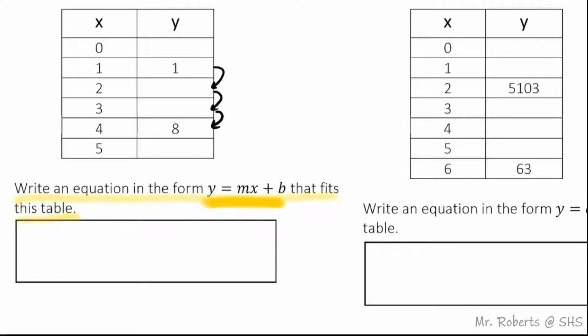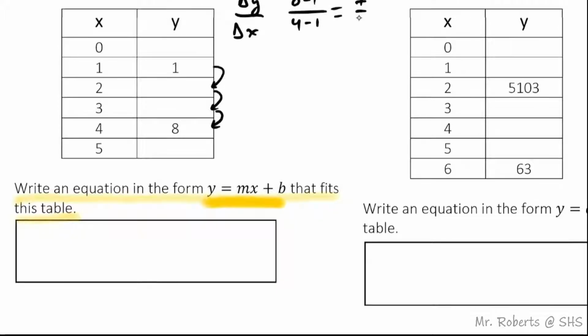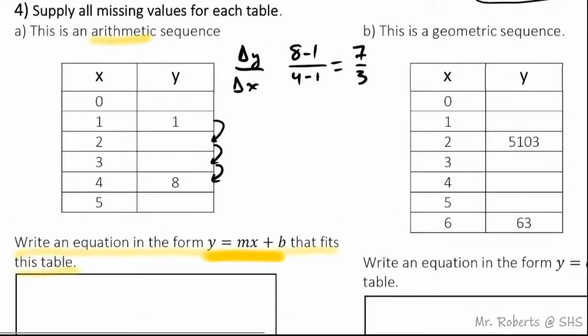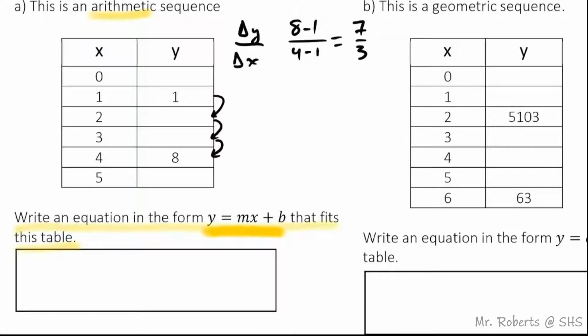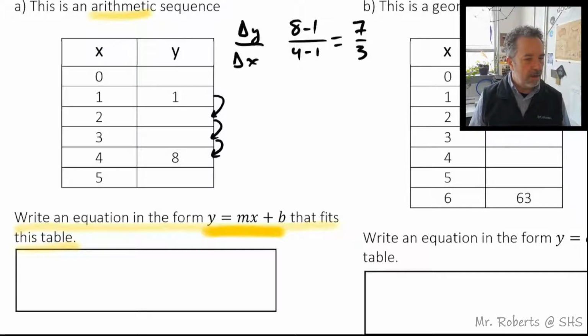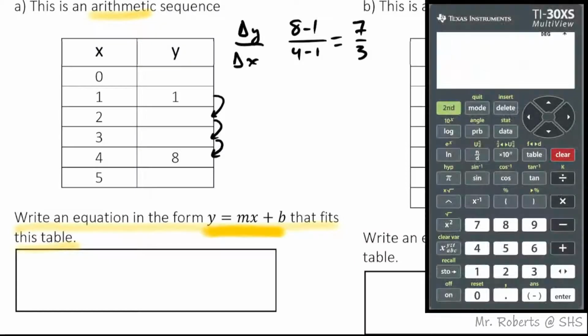The slope is my change in y, so I can look at change in y, which would be 8 minus 1 over the change in my x's. I did 8 minus 1, so I'll do 4 minus 1. It looks like I've got 7 thirds. So I'm adding 7 thirds each time. Actually, let me put that on a calculator. Let me just verify that. The calculator. There we go.